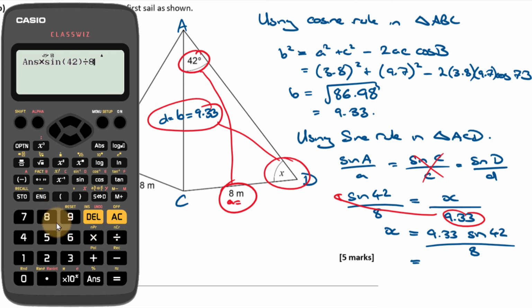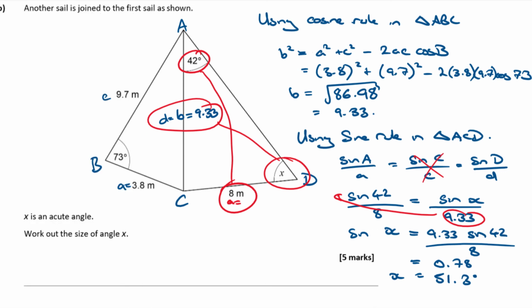And that comes out to be, sorry, that's the sine of x, isn't it? I should have really written sine x there. Okay, so that's what I've got here. I've got the sine of x, and that is equal to 0.78. Okay, so we want x, so shift sine answer. That comes out to be 51.3 degrees. Okay, so that's my answer, 51.3.